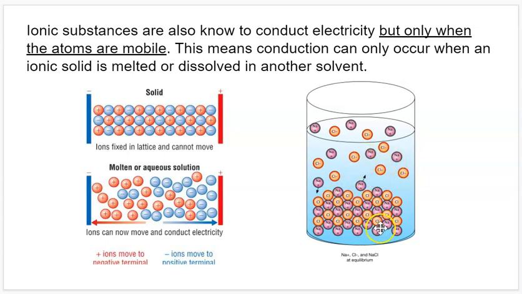So here we have an example of a salt that is dissolving, and here we have all these positive and negative charges that are flowing through it. And those can carry extra electrons through the material to make it conductive. So in summary, ionic substances can only conduct electricity if they're melted, if they're in a liquid form where the atoms can move around, or if they're dissolved in another solvent, if they become aqueous.